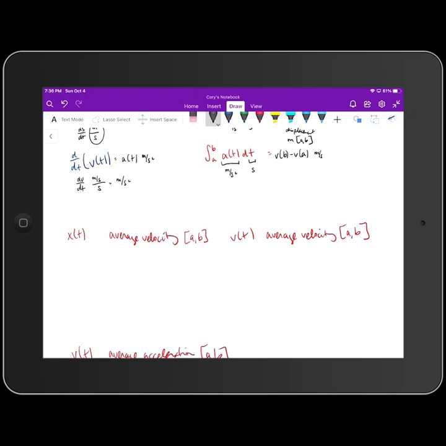So if you're given the position function, x of t, and you're asked to find average velocity on the closed interval from a to b, and you want to determine if you're being asked to find average value or average rate of change, you have to compare the function you're given to the function you're trying to find the average of. If we're given position and asked to find average velocity, we know velocity is the rate of change of position.